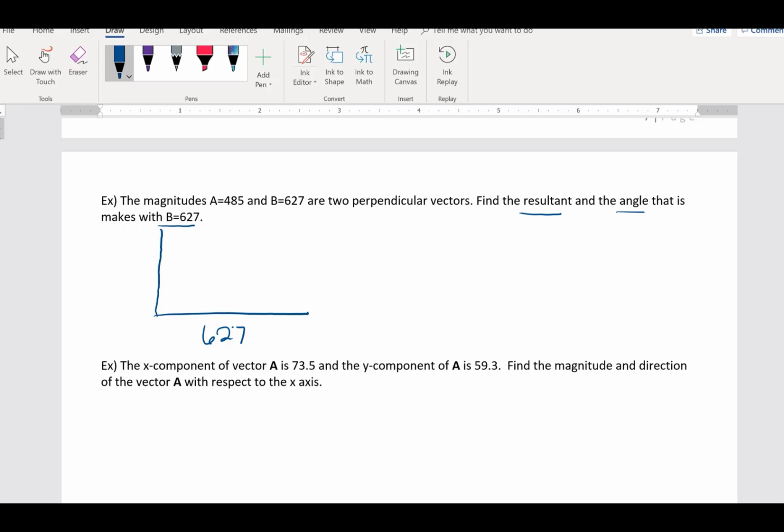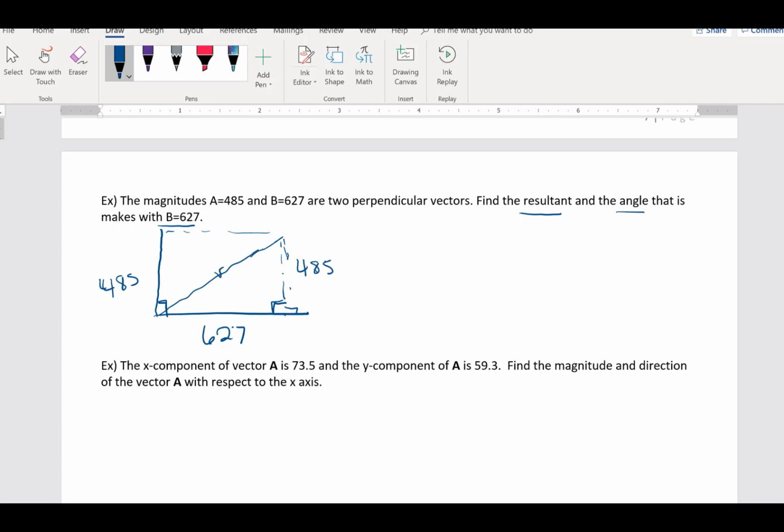So A is 485. Perpendicular means right angle. So our resultant will be somewhere in here. So let's make, for this one, it will be a square. So that means this is 90 degrees. So this angle is 90 degrees. This length is also 485.